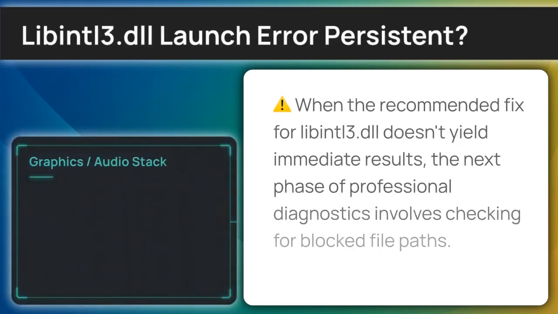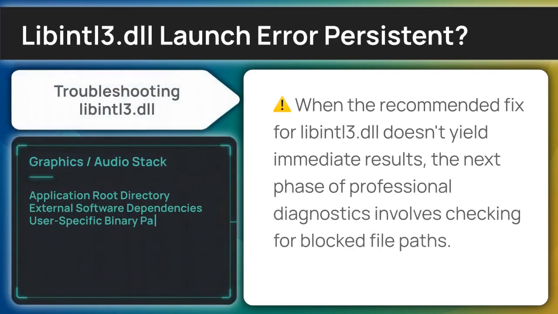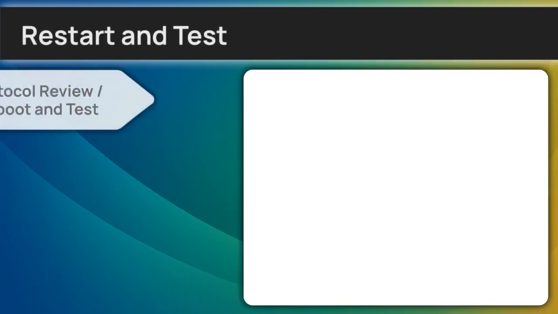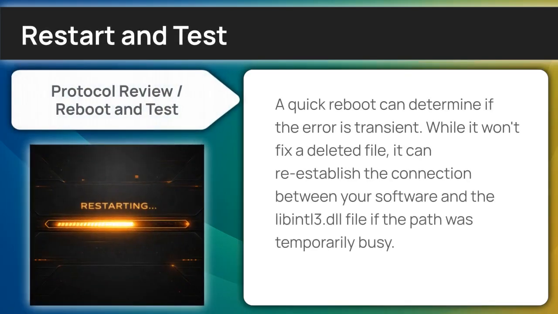If the redistributable repair didn't resolve the pop-up, the next logical step is to analyze the local environment for process conflicts. A full system restart ensures that no background processes are currently locking the libintl3 file. A fresh boot allows Windows to reinitialize its library map from a clean state.